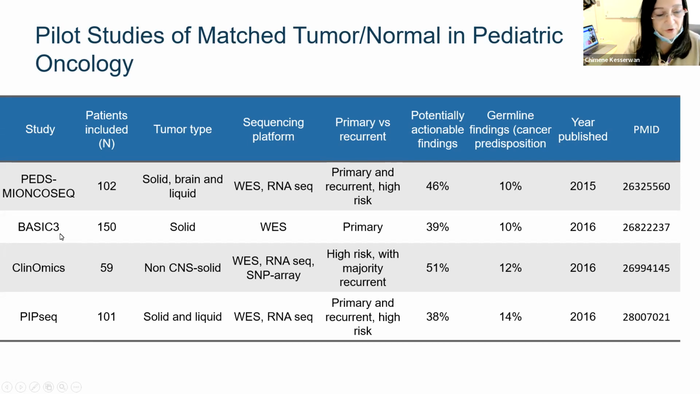The BASIC3 from Baylor, Bill Parsons and Sharon Plon, they did find in their cohort of solid tumors the rate of germline findings was 10%. The Clinomics from NCI, led by Javed Khan, they did find 12% germline findings, and the PEDS-seq from New York, from Columbia, this number was 14%.